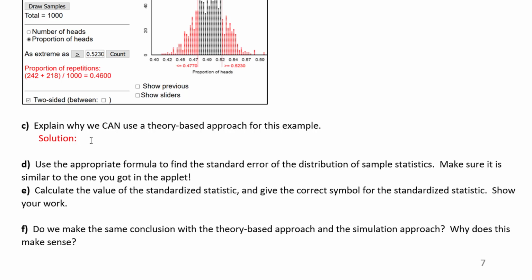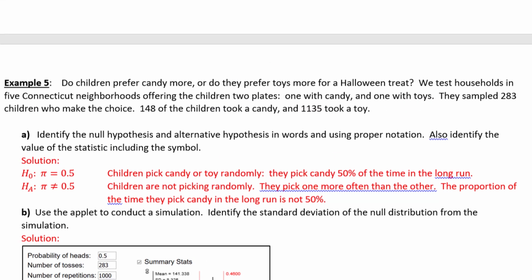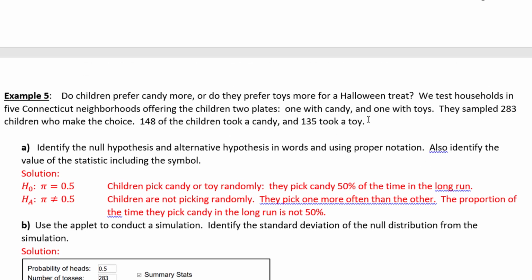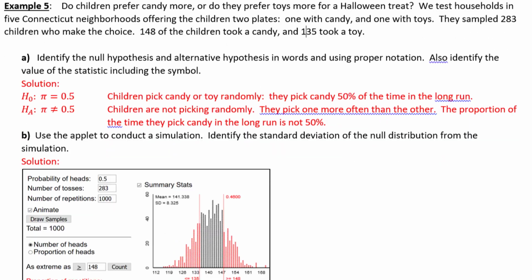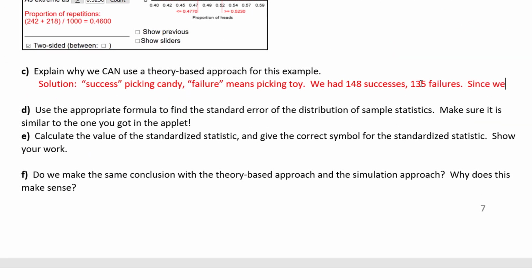We have more than 10 successes and more than 10 failures. In this case, success is defined as picking candy, and a failure is defined as picking toy. It's told us in the problem that we had 148 successes, 148 times they picked candy. Typo! Notice it said 1,135 took a toy. That should be 135. Sorry about that. 135 failures, because 135 took a toy. Since we've had more than 10 successes and more than 10 failures, we have met the validity conditions and we're allowed to use a theory-based approach.